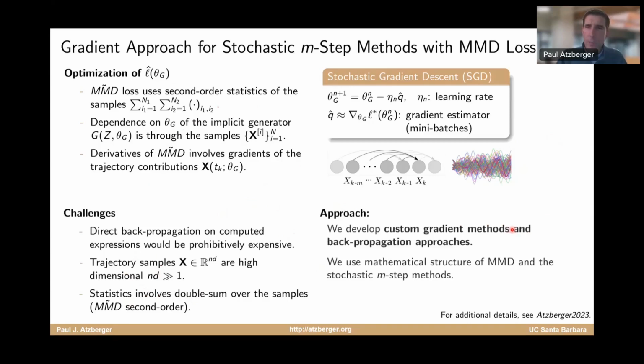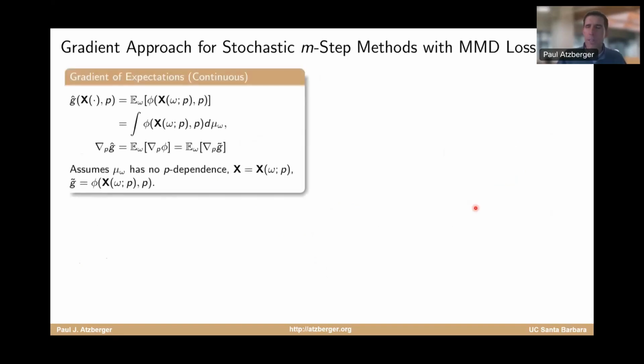The basic approach that we're going to take is closely related to adjoint methods, and we're going to use that in a judicious way, both for computing aspects of the second-order statistics as well as the dependence on the stochastic trajectories. In this way, we'll have a viable training protocol for learning over those M-step methods with these MMD losses. So just to give a quick overview of those techniques, what we're ultimately trying to do is compute gradients of an expectation.